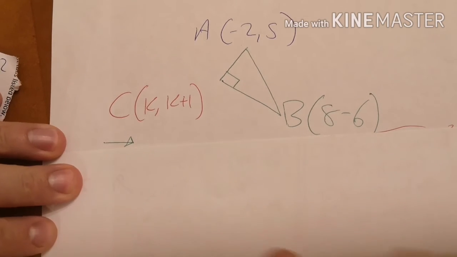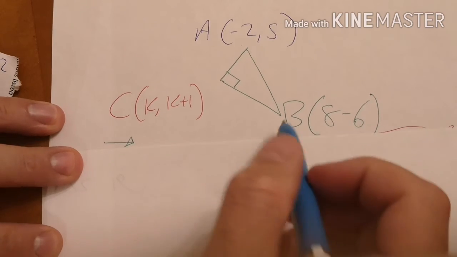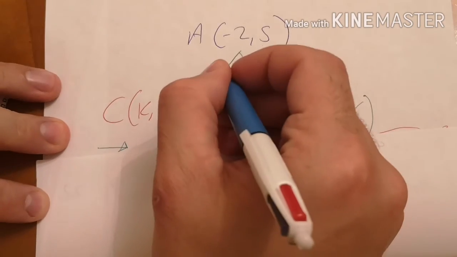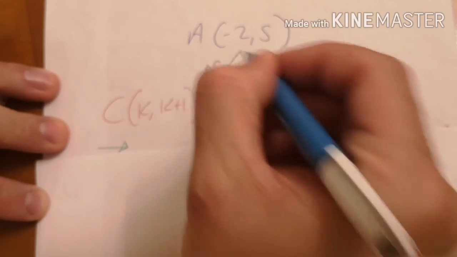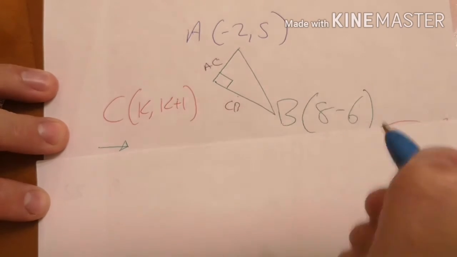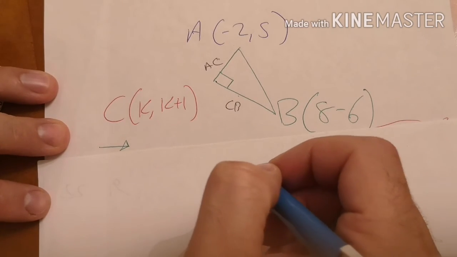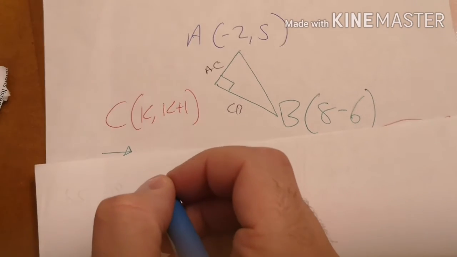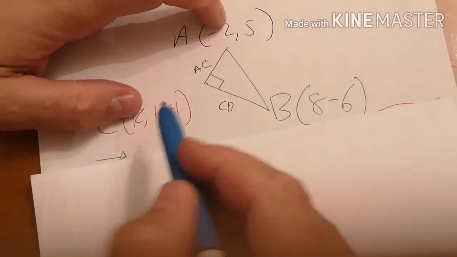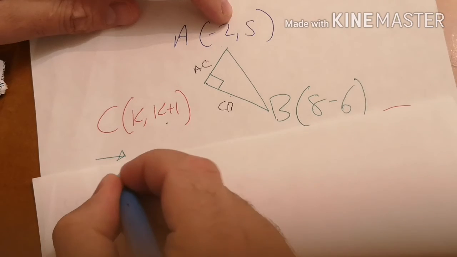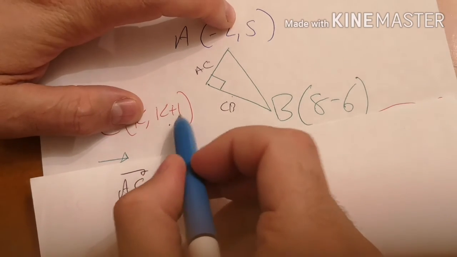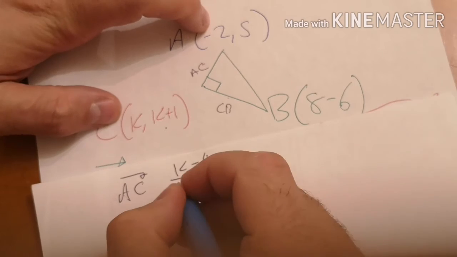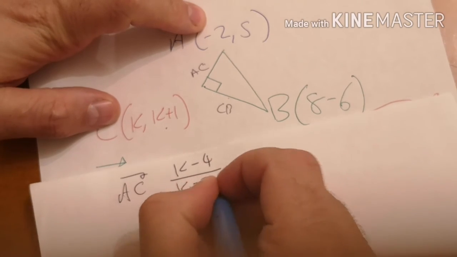Now I just want to talk to you about a different way of solving it, which might be a little bit easier. Because this is a right angle, I know the lines are perpendicular. So I know the gradient of the line AC times the gradient of the line CB must equal minus 1. So this is AC. My gradient of that is going to be (k + 1 − 5), which is k − 4, divided by k + 2.